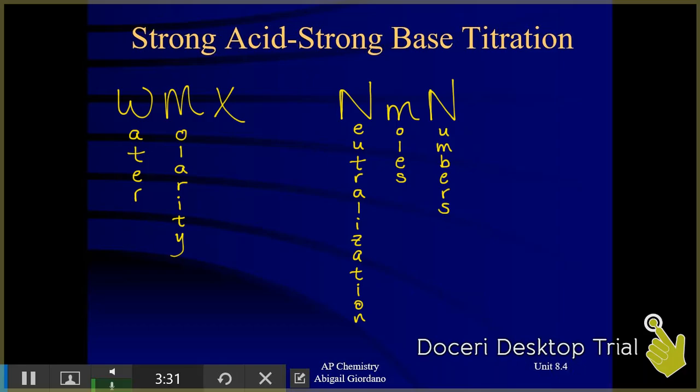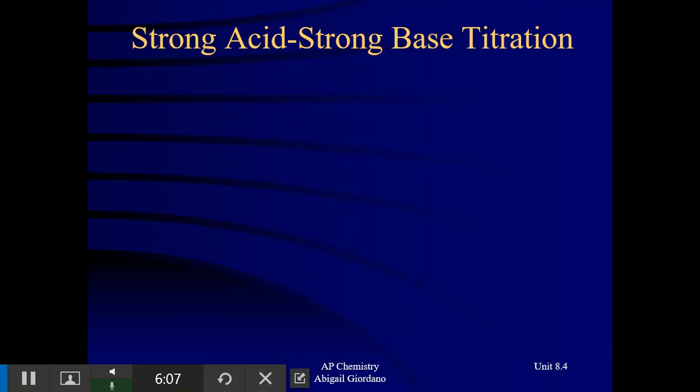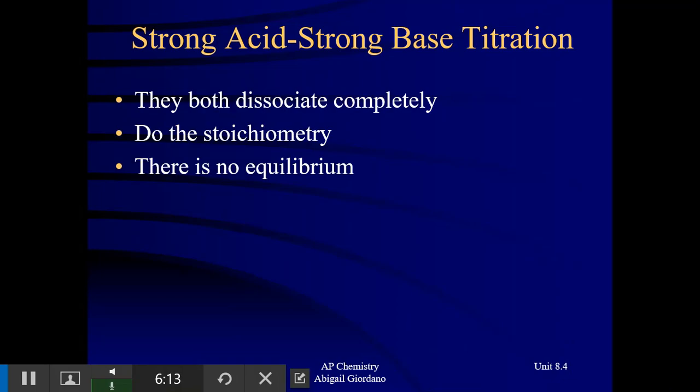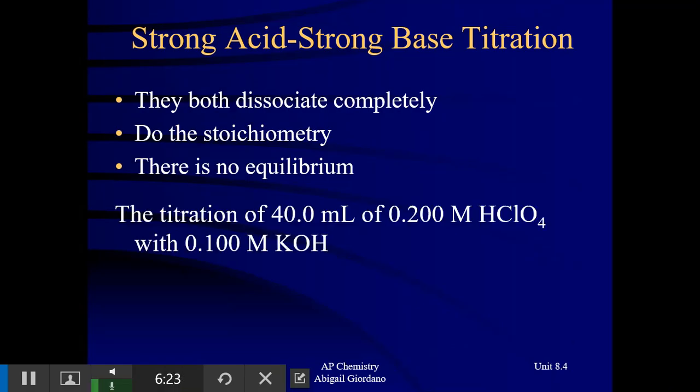Okay, so let's look at an example of a titration situation. What we're going to start off with is the simplest type of titration, which is strong acid plus strong base. A situation maybe like this. So we have a set amount. We have 40 milliliters of 0.2 molar perchloric acid. Get in the habit: anytime you come across an acid or a base, ask yourself, is this a strong or a weak acid?